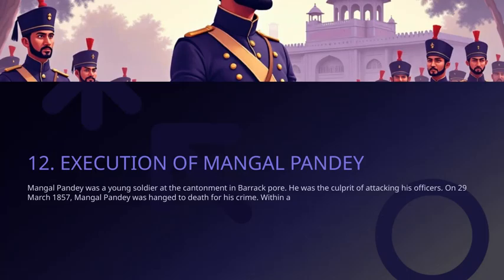Now, let's talk about the execution of Mangal Pandey, a crucial moment in the history of the Indian uprising. Mangal Pandey was a young soldier stationed at the cantonment in Barrackpore. He became a significant figure because of his act of rebellion against the British officers. On 29 March 1857, he was hanged to death for his crime of attacking his officers. This event marked a turning point, highlighting the growing unrest and resistance among Indian soldiers against British rule. It also ignited widespread protests, ultimately fueling the larger rebellion we've been discussing. His sacrifice became a symbol of courage and resistance, inspiring many others to stand up against colonial oppression.